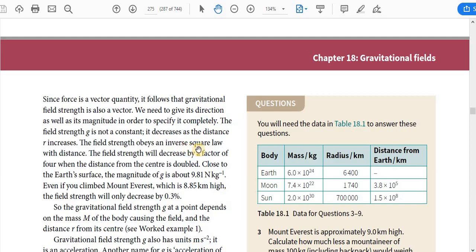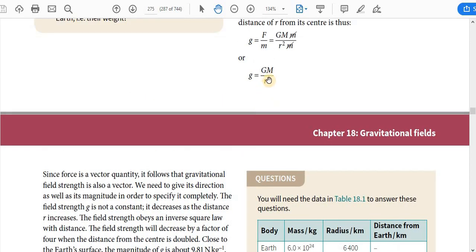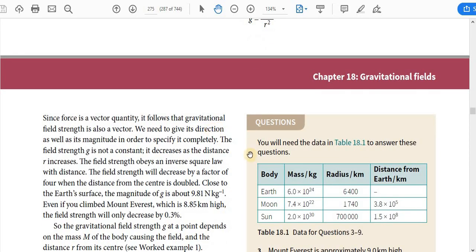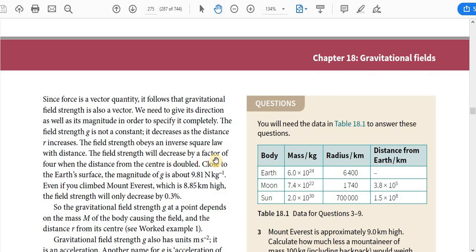The field strength obeys an inverse square law with distance. I already explained inverse square law, because when this doubles, this decreases by a factor of 4. We call it inverse square law because of the square here. It's inverse because it's 1 over that, in the reciprocal denominator, and because of the square, we say inverse square. The field strength will decrease by a factor of 4 when the distance from the center is doubled. So when r doubles, g decreases by a factor of 4.